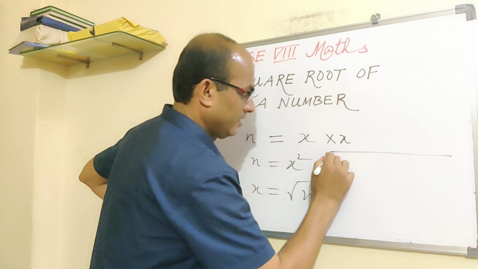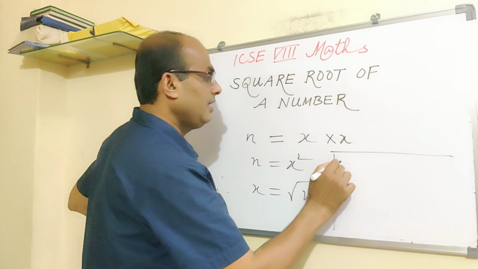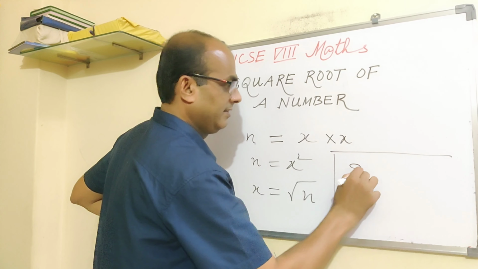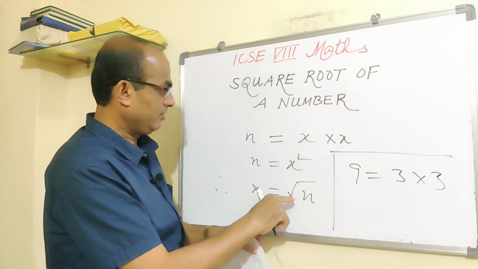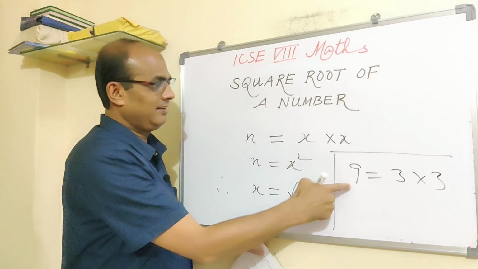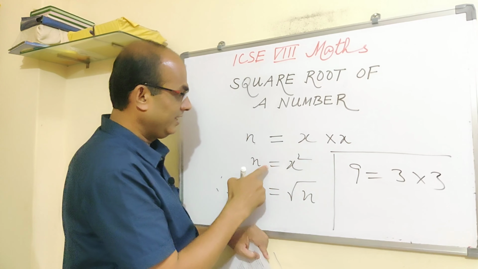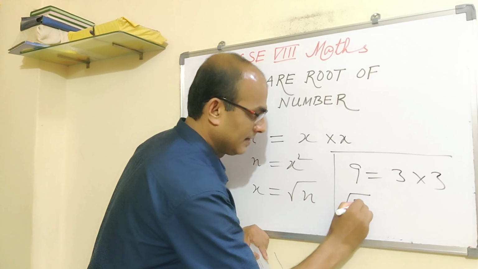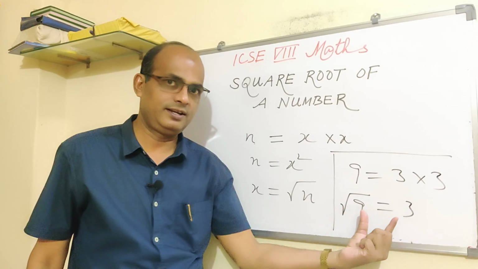Example, suppose we write 9 is equal to 3 into 3. So in place of n we have 9. 9 is equal to x into x. Then what can we say? Root 9 is equal to 3. n is equal to x into x, so square root of n is equal to x. So square root of 9 is equal to 3. Is that clear? It's so simple.